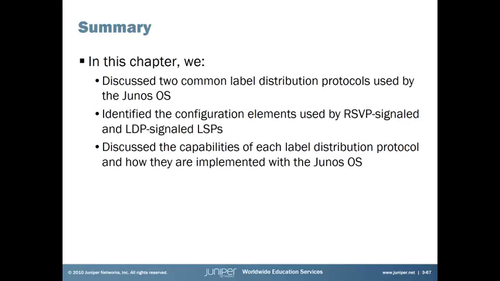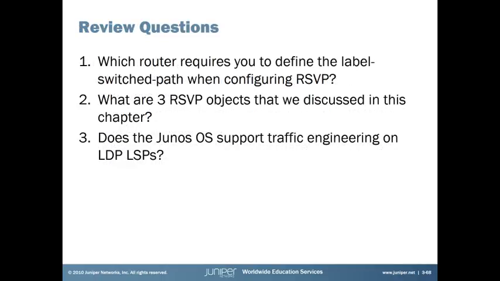We can do other things with RSVP, like set it up so that it can reroute traffic in the event of a link failure. We'll get into that in a bit more detail. So we had a look at these capabilities of these signaling protocols to automatically create a label switch path. So let's look at some review questions.